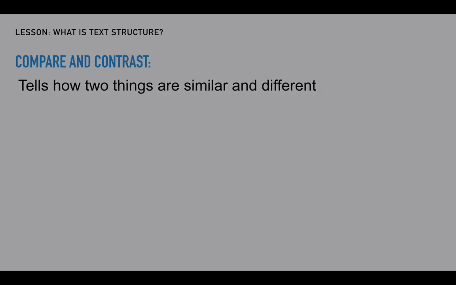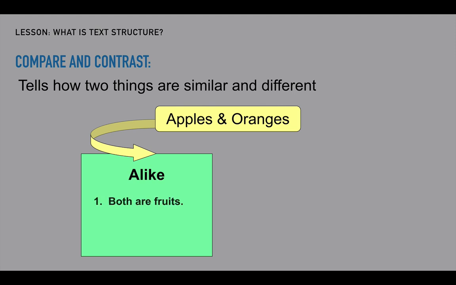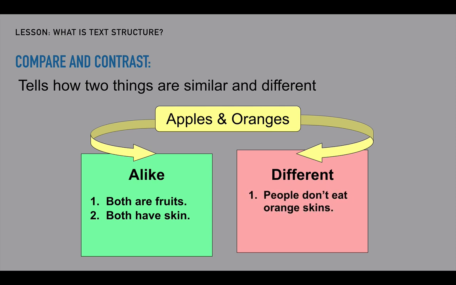Compare and contrast is the next one. It tells how two things are similar and different. For instance, apples and oranges, which everyone says you can't compare apples and oranges. Well, I beg to differ. You can compare anything you want to. So let's compare apples and oranges. Apples and oranges are alike in these ways. They're both fruit, and they both have skin. But they're different in these ways. People don't eat orange skins. Oranges have more juice. So you have compare and contrast as a text structure.